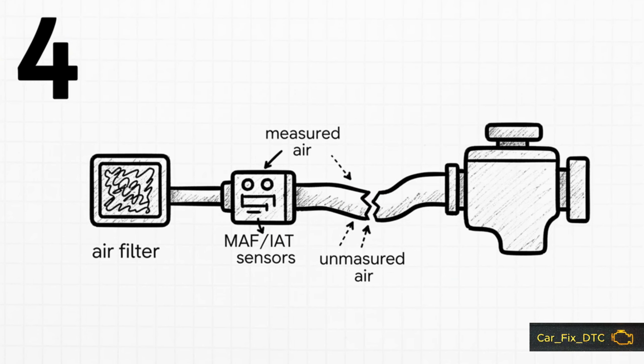And last but not least, our 4th suspect. This is the one that might surprise you. A simple physical air leak. We're talking a crack in a hose, maybe a bad gasket. If unmeasured air is sneaking into the engine after the sensors have done their job, it throws off the whole system. That delicate balance the car's brain is trying to maintain, gone. And that alone can be enough to set off the code.